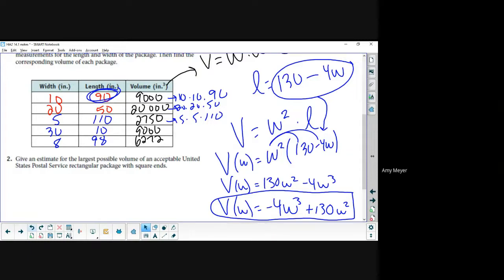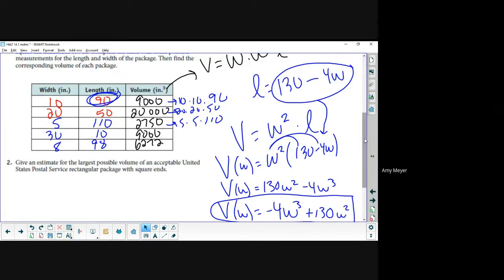All right, we are going to graph it in just a second. Let's go back to the one I wanted to ask about earlier. In this table, we tried some widths. How do I figure out the maximum width without just guess and check?